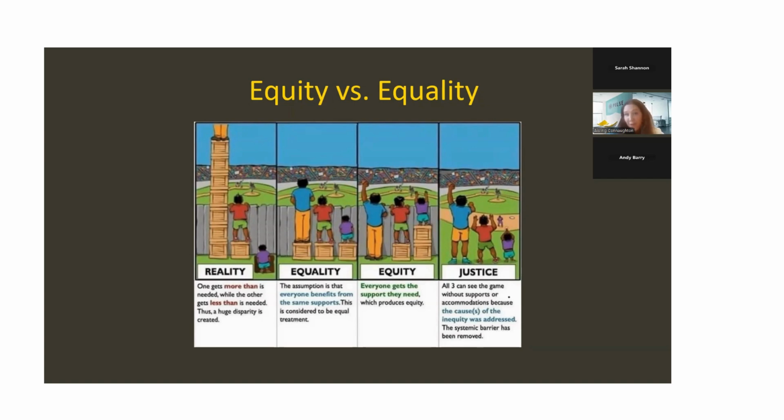But even further along the line, what we could be working towards is justice, which means that the cause of the inequity has been addressed. So that means sexism, racism, classism, often anything that ends in an ism is a systemic barrier, and that barrier in itself has been removed.